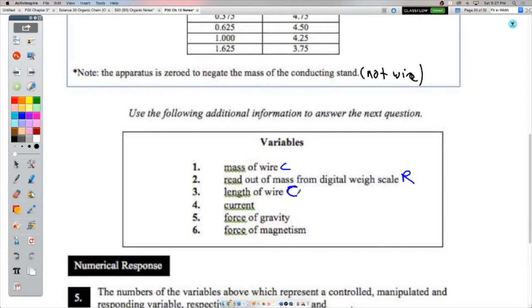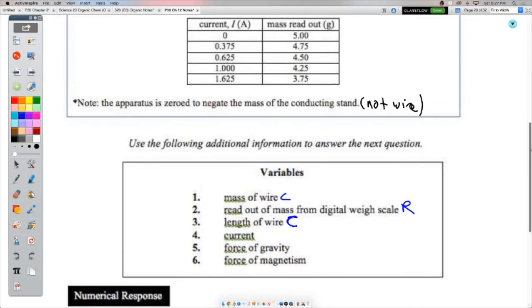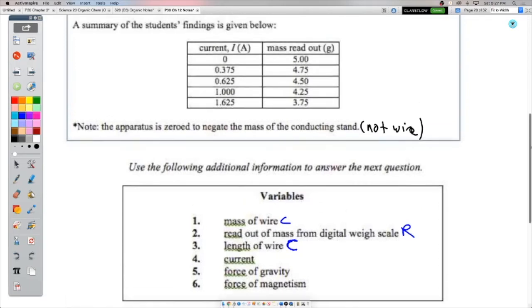Important thing to remember: if you ever have two manipulated variables, guess what? You're not doing one experiment anymore. You're doing two, which is bad science. You don't do two experiments at once, right? You do one experiment at a time. You manipulate one variable and look for a response. So we cannot manipulate the length of the wire. That's in a different experiment if we do that.